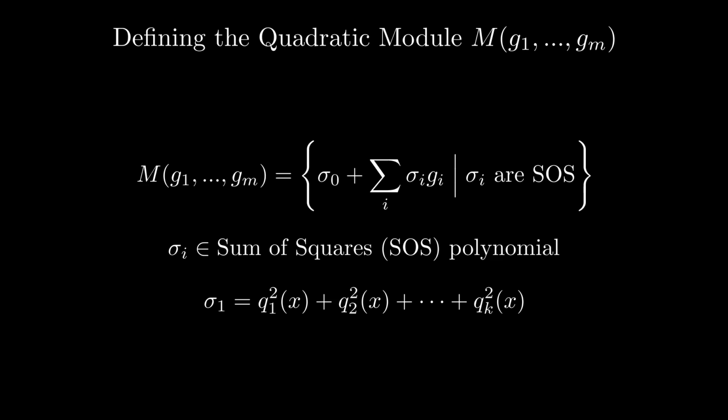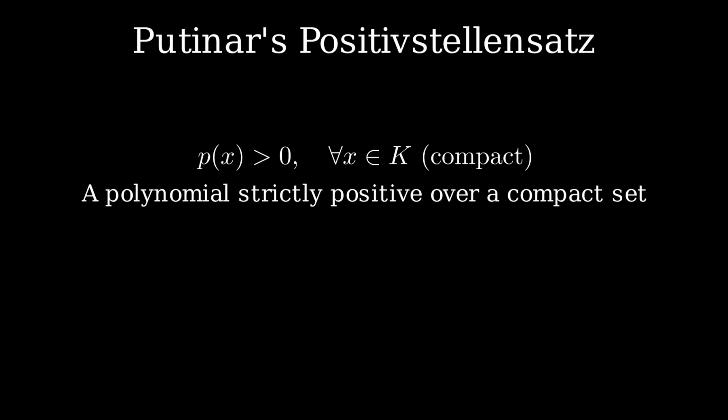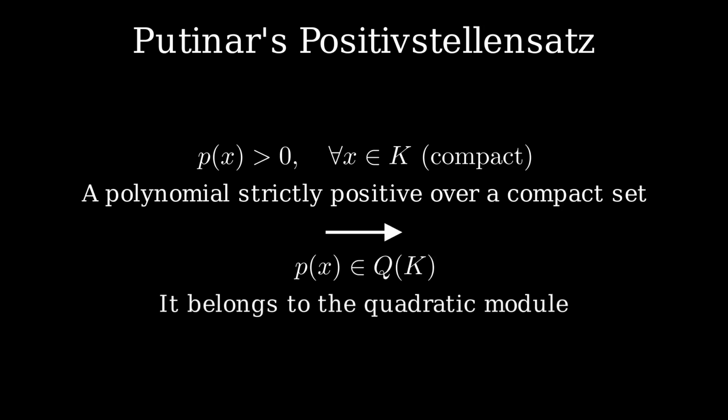A fundamental result that makes this precise is Putinar's Positivstellensatz. It states that if a polynomial is strictly positive over a compact set, then it can always be written as a sum of squares plus constraints, meaning it belongs to the quadratic module.